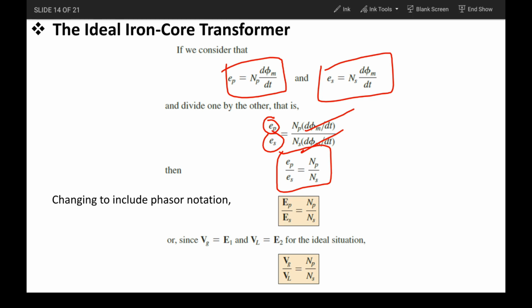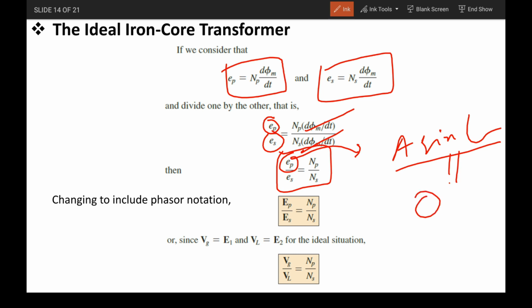Now if we write it in terms of phasor notation, because this e_p refers to an instantaneous value in the time domain, right? For example, some magnitude times sine of something, so we can convert this to the phasor domain. That means some magnitude and angle of something. When we change this to the phasor domain, we write phasor notation like a vector, with capital and bold face. So E_p over E_s equals N_p over N_s.